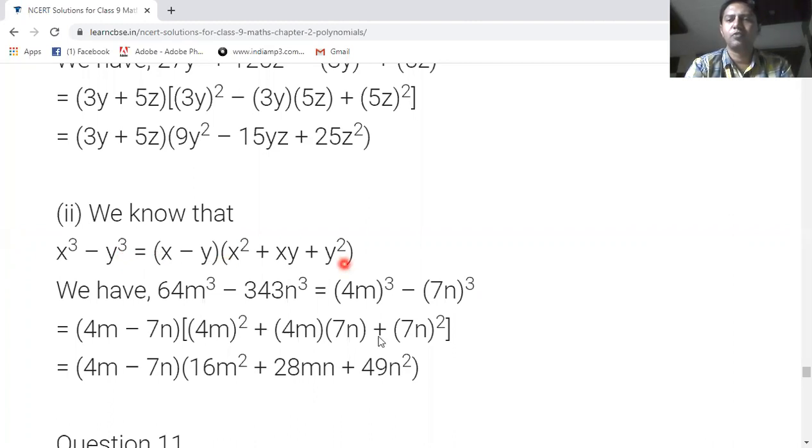We'll substitute the value of x as 4m and the value of y as 7n: x square is (4m) square, xy is 4m into 7n, and y square is (7n) whole square. So we're left with 4m minus 7n, (4m) square is 16m square, 4 7s are 28mn, and (7n) square is 49n square. So this is the factorized form, that is (4m minus 7n)(16m square plus 28mn plus 49n square). So I got the correct answer from Aditya.